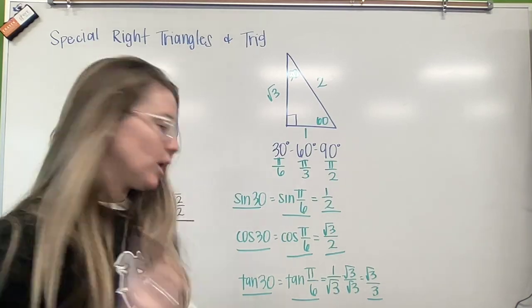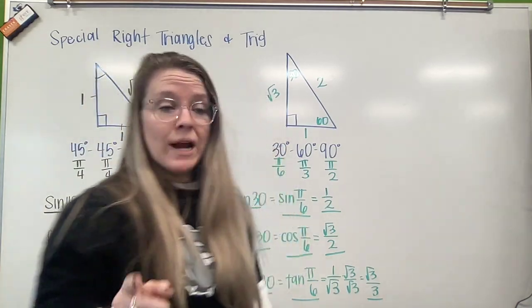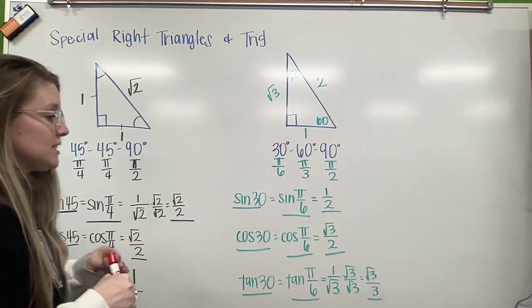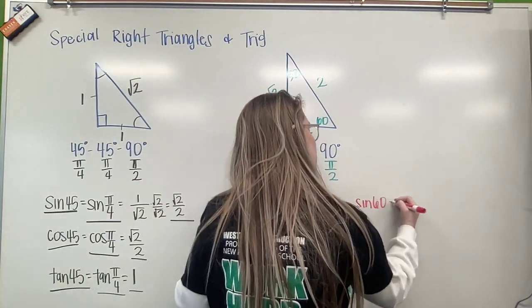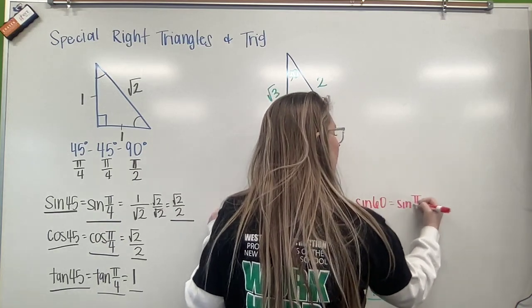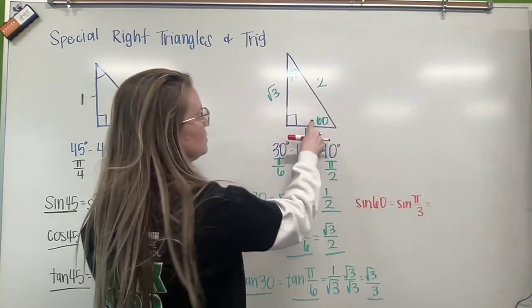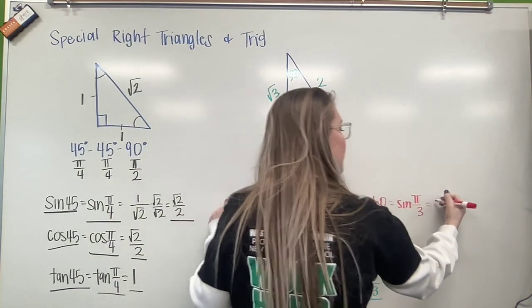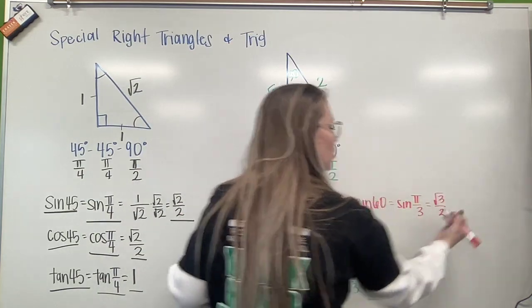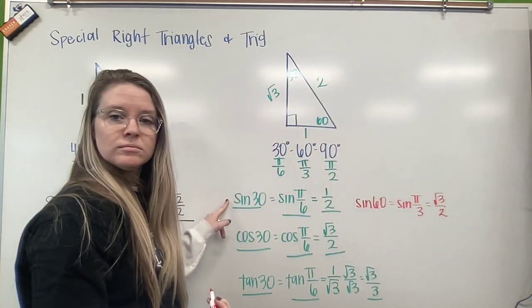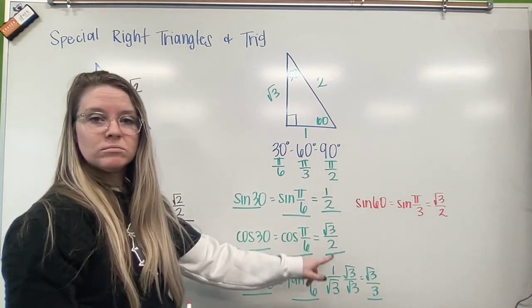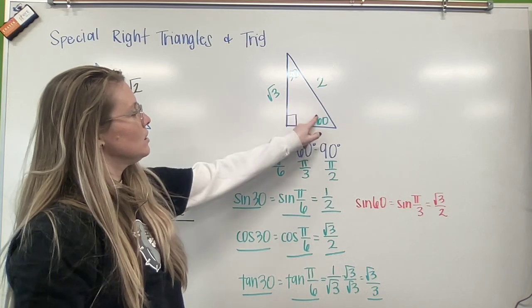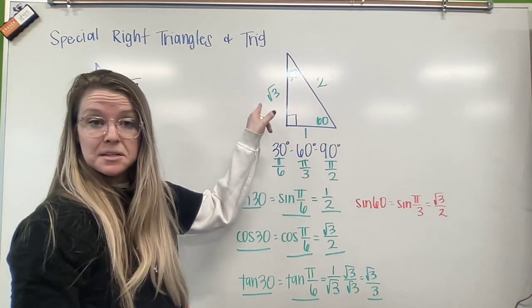Yeah? All right. One more angle. We're going to look at 60 now. So we're going to look at the sine of 60, which is equal to the sine of pi over 3. So that's opposite over hypotenuse, so that's root 3 over 2. Notice it matches the cosine of 30, because now the opposite is equal to that adjacent.